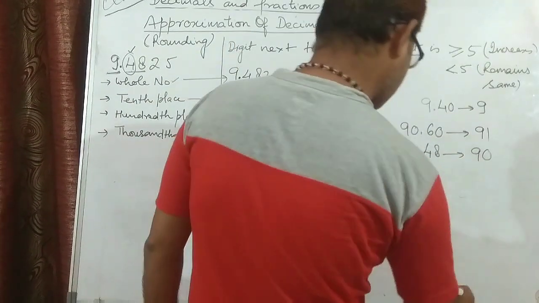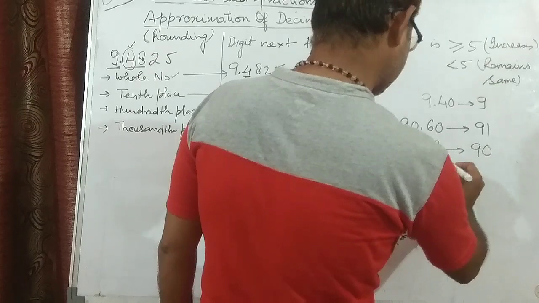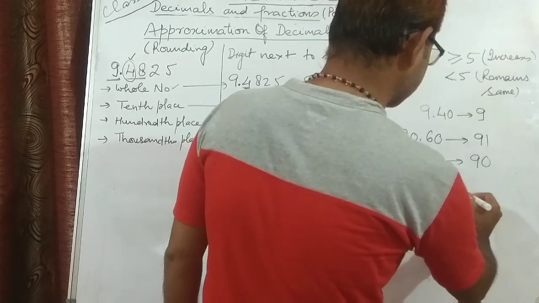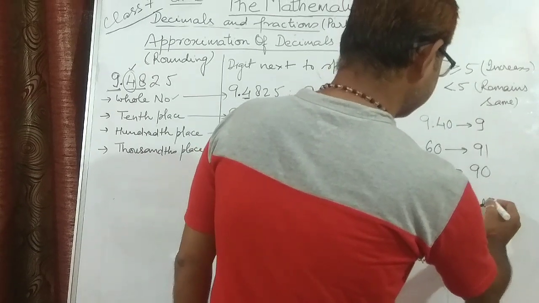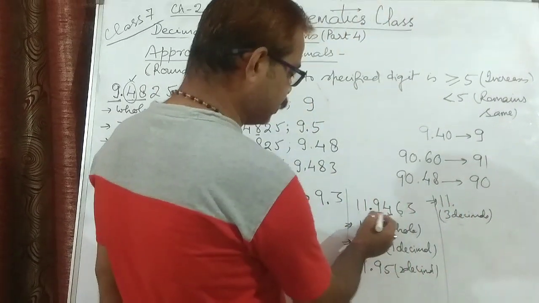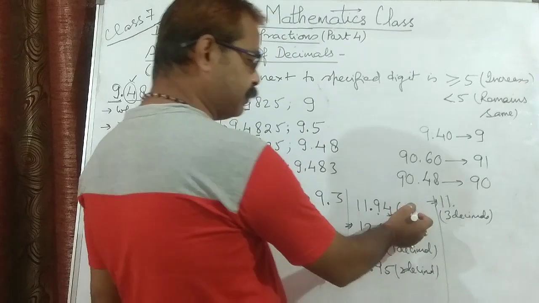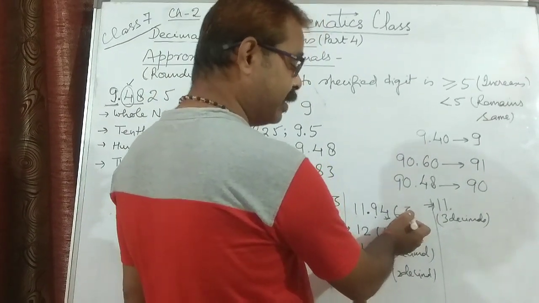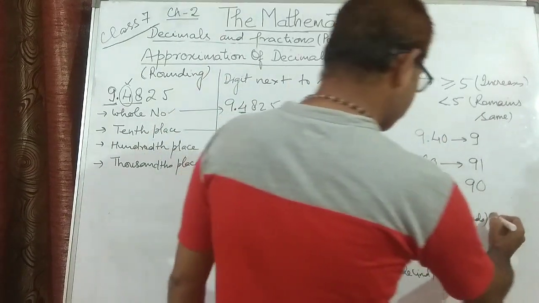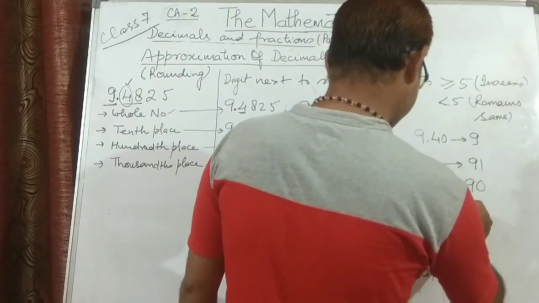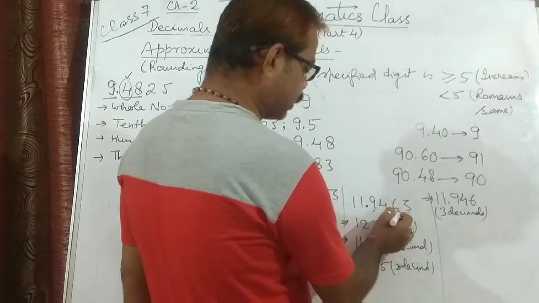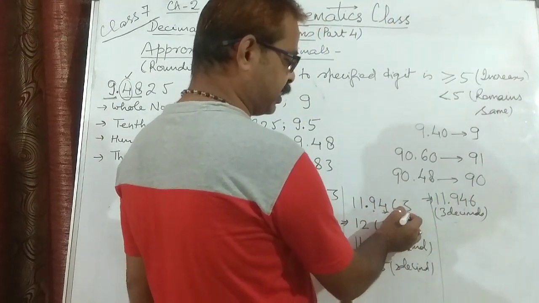Now let's talk about 11 point up to 3 decimal places. We are talking about 3 decimal places. In 3 decimal places, 1, 2, 3. So we will look at the fourth digit. The fourth digit is 3. It is less than 5. So this number will become 11.946. It means nothing will be changed because 3 is there.